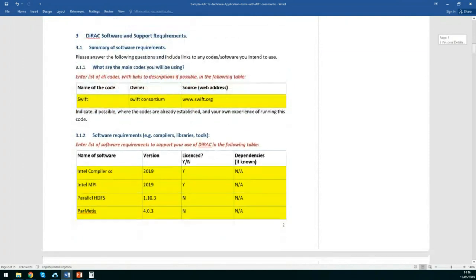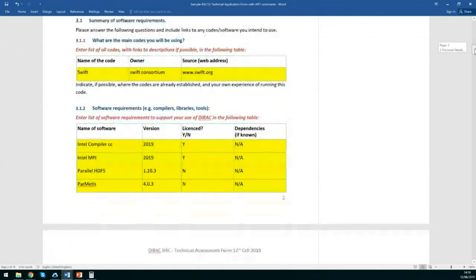In the next section, you're asked to give the code or codes that you will be running. If there are two codes, for instance, that will be run for the majority of time, then please give both codes, or more if there are more. If you have only one code that is predominantly run and a little bit of tidying up afterwards, then please give your main code.